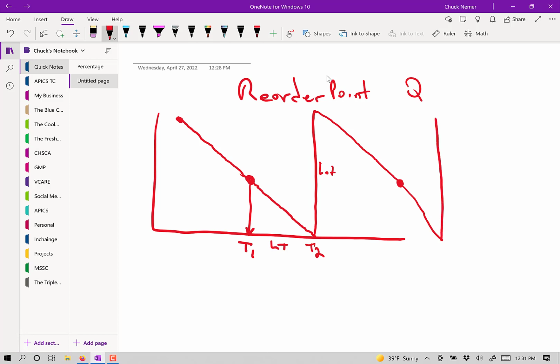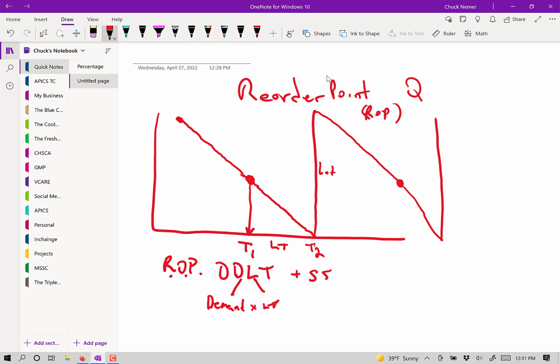The formula, I'll do that on the bottom: reorder point, ROP, is demand during lead time, plus, of course, any safety stock you may want. Demand during lead time is made up of two components. It's made up of demand, which could be daily, could be weekly. I'll just call it daily demand for the moment. So demand multiplied by lead time.